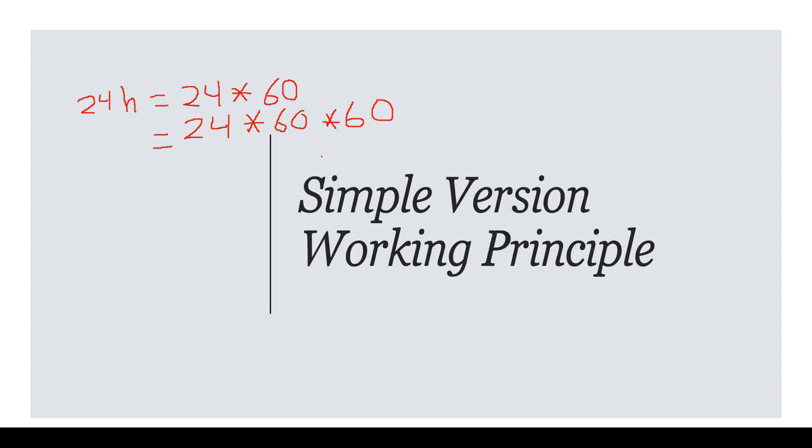Now, if you want to convert this to milliseconds, you need to multiply this by 1000, since 1 second has 1000 milliseconds. So 24 hours a day multiplied by 60 minutes per hour multiplied by 60 seconds per minute multiplied by 1000 gives us the result in milliseconds.